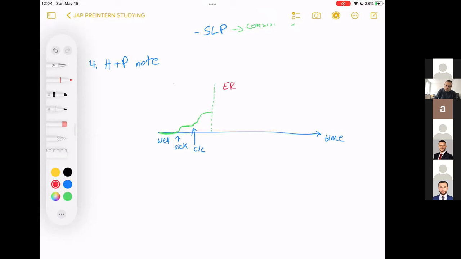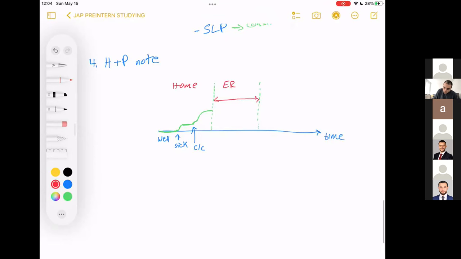So this is at home. And then eventually when things get worse, the patient comes to the ER, okay? And then in the ER, there is a certain amount of time where the patient spends in the ER, okay? This is what we call the ER course. So this is what happens in the ER course, okay?